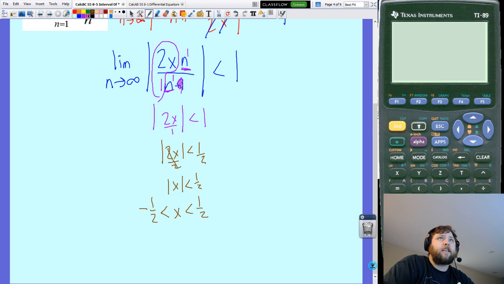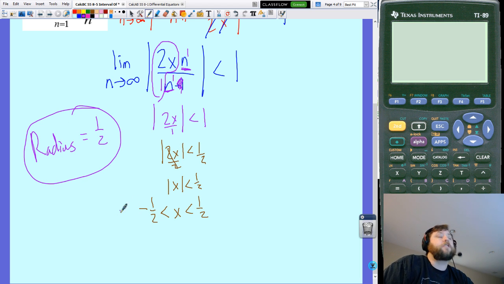Now, one thing I can say is right now, my radius of convergence is going to equal 1/2. So the radius of convergence is 1/2 because it's going out to the right 1/2 and to the negative 1/2. Now I need to check the endpoints. So I need to check two values.